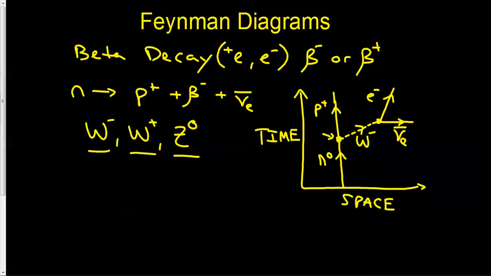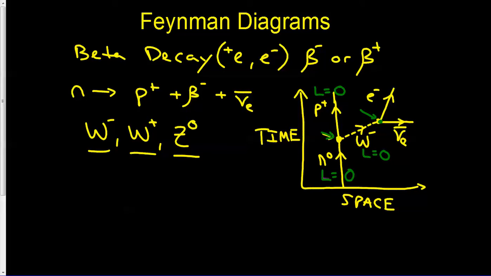Let's look at our lepton number for each of the two vertices. Let's use green. Lepton number here is 0, because the neutron is not a lepton. The proton is also not a lepton, and the W minus is also not a lepton. So for the vertex on the left-hand side, we have 0 in and 0 plus 0 out. For the other vertex, over here, we have 0 in, so we must have 0 out.